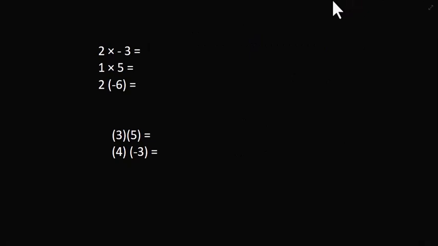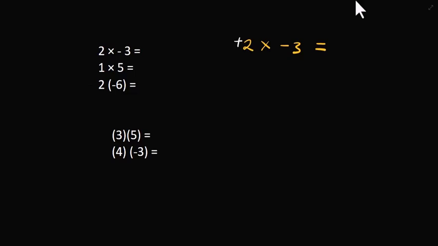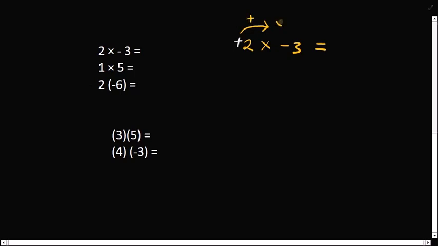So we have 2 times minus 3. So we have a positive 2 multiplied by negative 3. Remember that when there is no sign in front of a number to the left, it means it is a positive value. So from here, we have positive times a negative. And the rule says when different signs multiply, we expect to have a negative value. So plus times minus is minus, and 2 times 3 is 6.